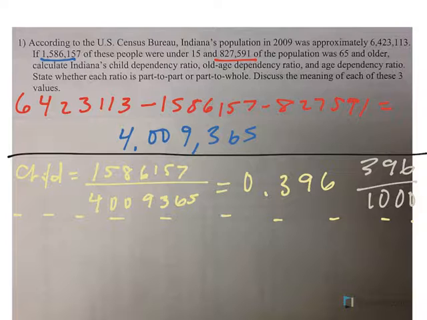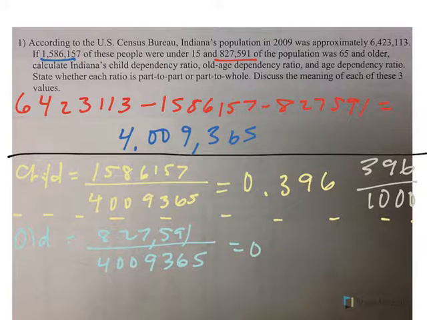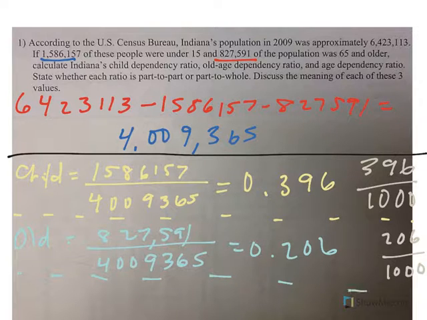Okay, let's go to the old age dependency ratio next. So our oldies, we have 827,591 oldies, again over the working class, 4,009,365, and that gives us a decimal of 0.206. So that means there are 206 dependent oldies on every 1,000 workers, because 3 decimal places is 1,000. So 206 oldies are dependent upon 1,000 workers.